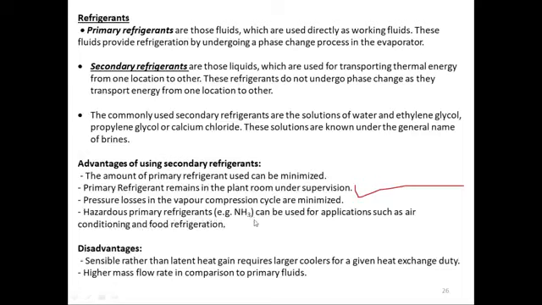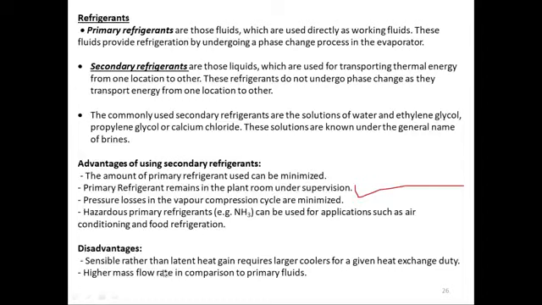Hazardous primary refrigerants like ammonia can be used for applications such as air conditioning and food refrigeration. As I said earlier, if you're using a refrigerant which is toxic or flammable, then it is better to use it with a secondary refrigerant, so that you can keep control of the movement of your primary refrigerant, and the secondary refrigerant can go around the entire building and transport the heat energy.